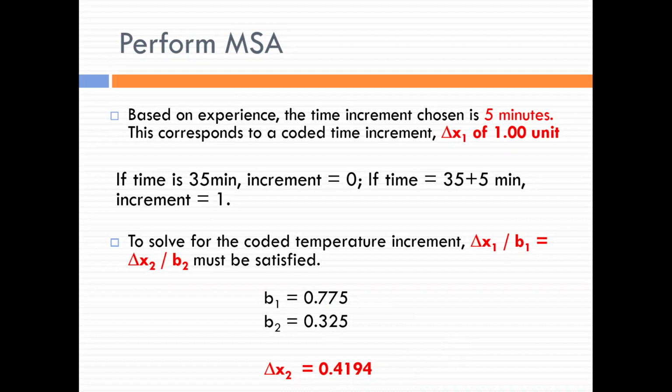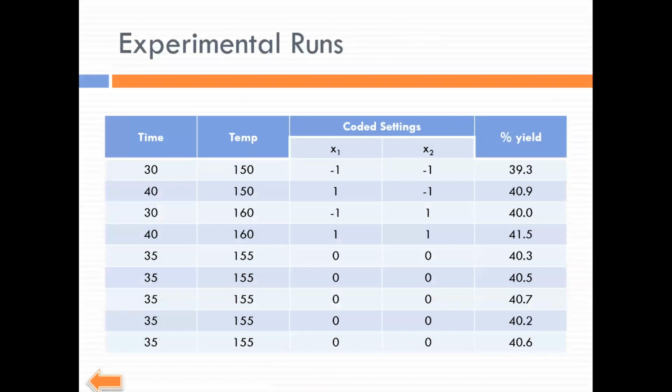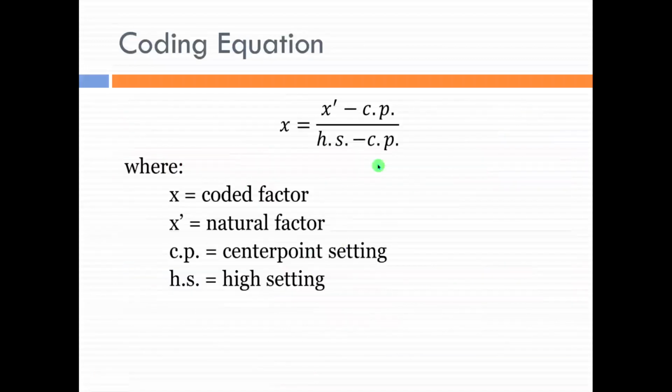Okay, so kunwari yung 35 minutes, 155 degrees Fahrenheit, those are natural settings. Si coded settings is strictly exist for the statistical analysis. Okay? So, ang pinili niya kasi is delta x1 of 1 unit, which is translated as 5 minutes, no? Na 5-minute increment based on yung formula na to. Meron kasi tayong formula for the coded, for converting a coded factor into a natural factor, no?